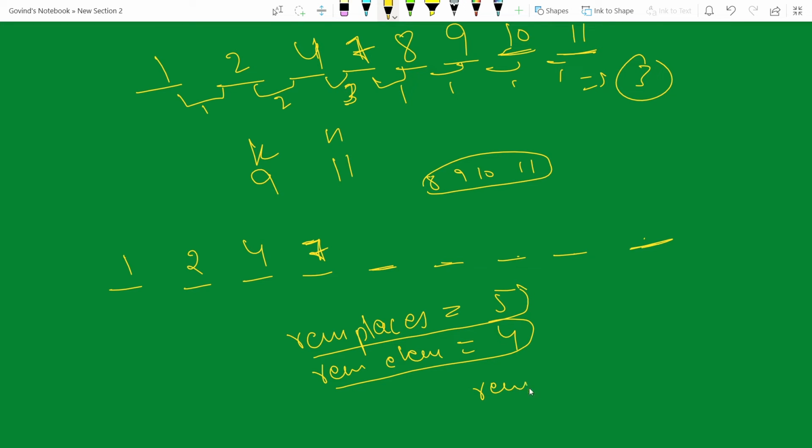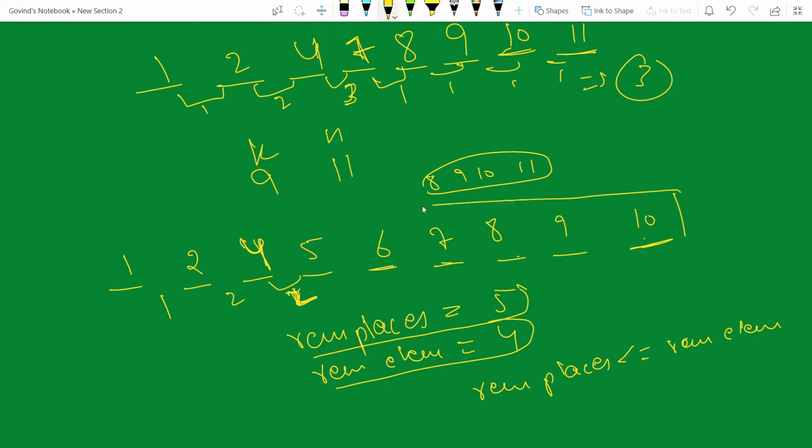So our remaining places should be less than or equal to remaining elements. It is not possible here, because we have only 4 remaining elements and we have remaining places as 5. So we cannot take 7 here. If we take 6 here, then the difference 1 is repeated, but it doesn't matter. We will just take the next element from the last element that we put and increment it by 1: 5 6 7 8 9 10. If we do this, it satisfies all the conditions and it is a valid one.